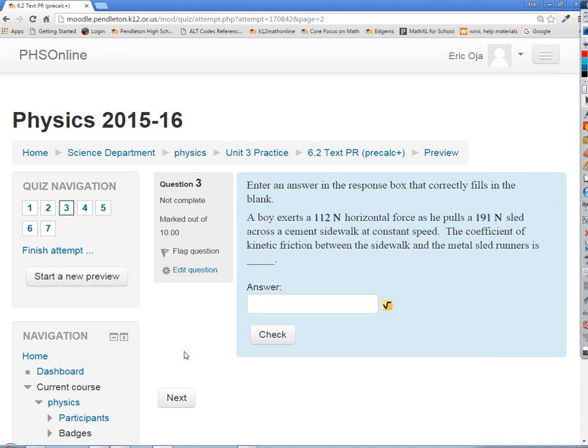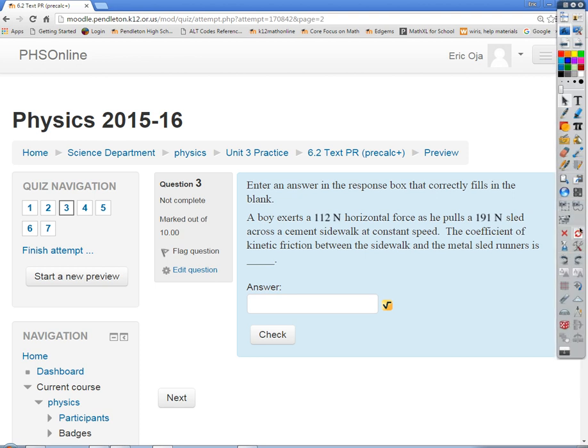Okay, this is a good one. So if a boy exerts a 112 Newton horizontal force as he pulls a 191 Newton sled across a cement sidewalk at constant speed, which everybody does all the time, so this is a valuable thing to know. We want to know what the coefficient of kinetic friction is going to be, right? Okay, so let's draw this free body diagram. It's going to be a little different.